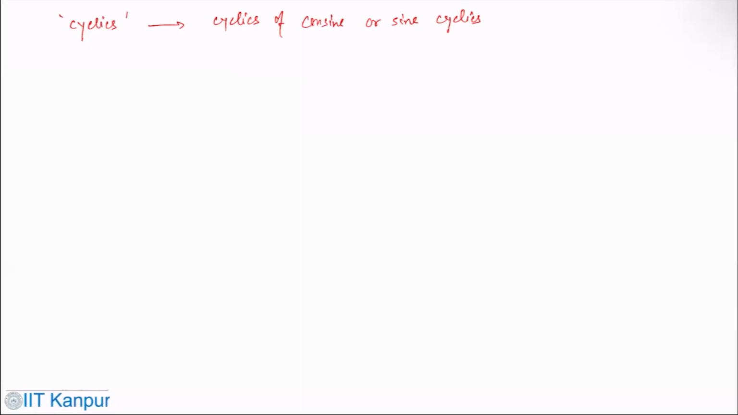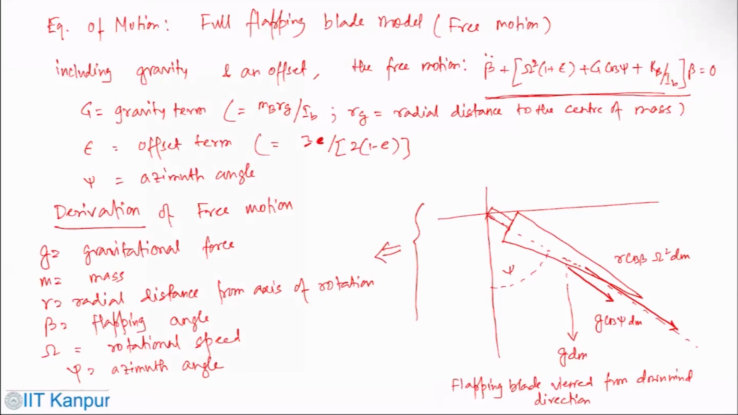In this particular figure here, you see two forces act along the axis of the blade on the element of the blade with mass dm. So these are the two forces. The gravity component due to the weight of the blade depends on azimuth.